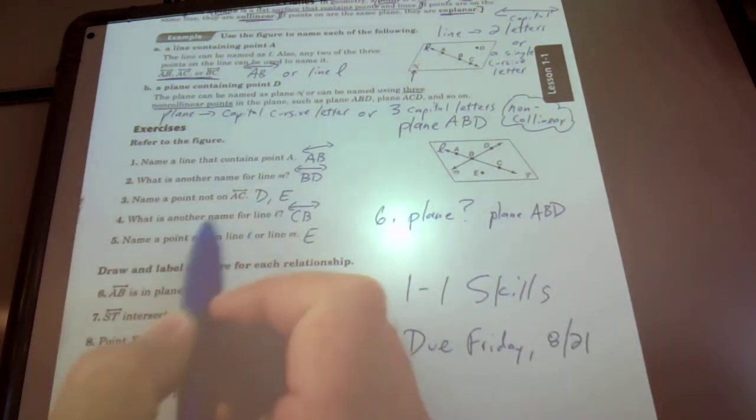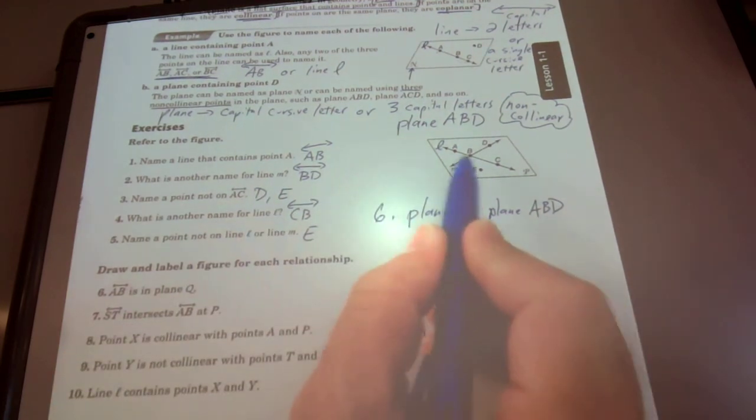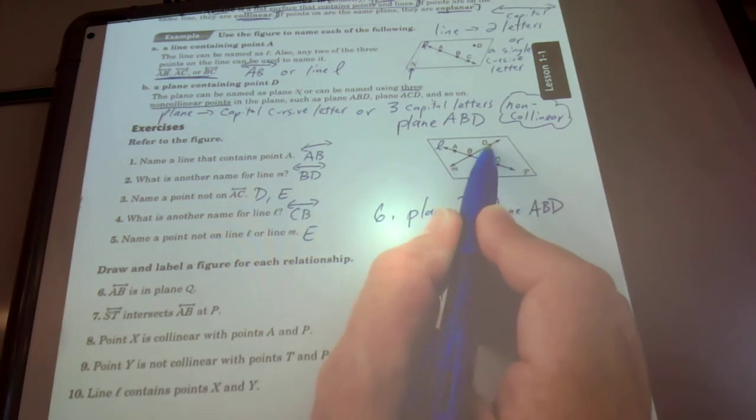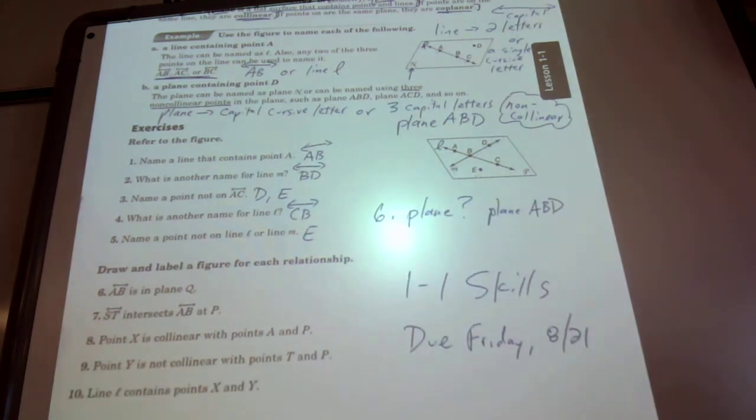Number 3, name a point not on line AC. So go to line AC. Well, we got 2 choices here. We got point D and we got point E. Doesn't matter which one. Both of those are correct.